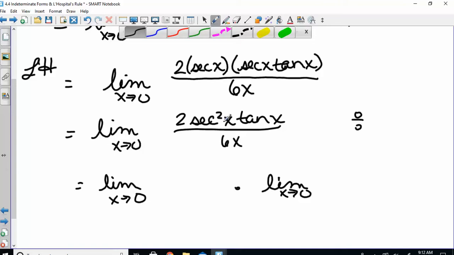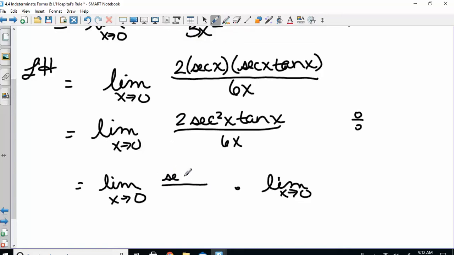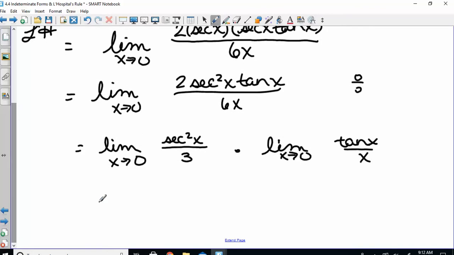When we did secant squared, didn't we get something nice there? When we plugged in a 0, that just turned into a 1. So 2 over 6 reduces to 1/3. So I'm going to break this up as secant squared x over 3 times the limit as x approaches 0 of tangent x over x. What's this turn into? 1/3.